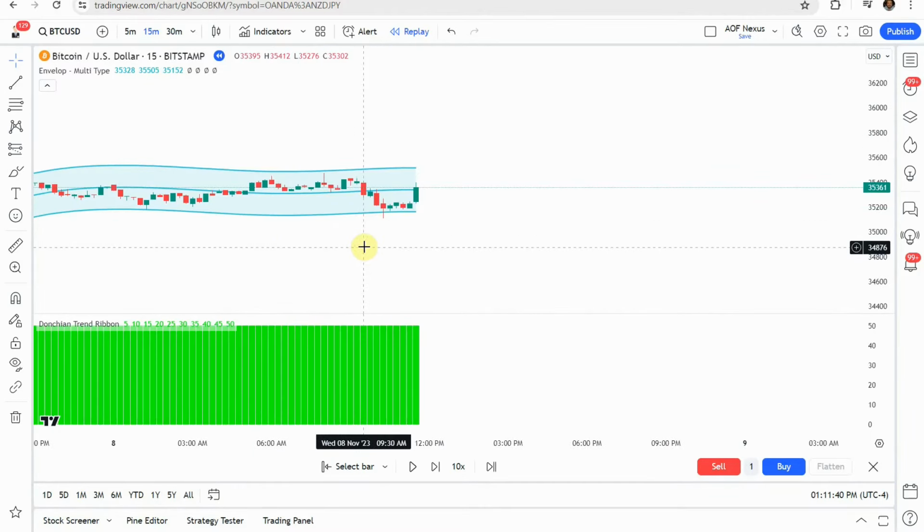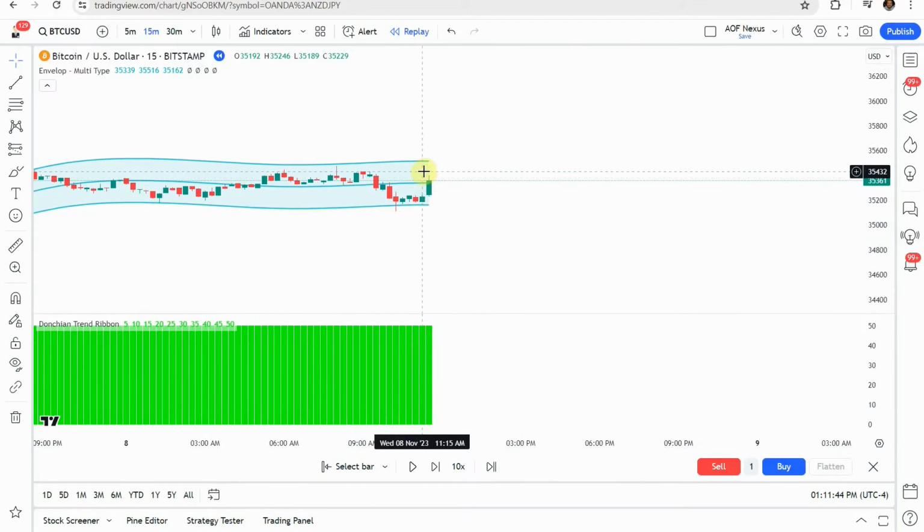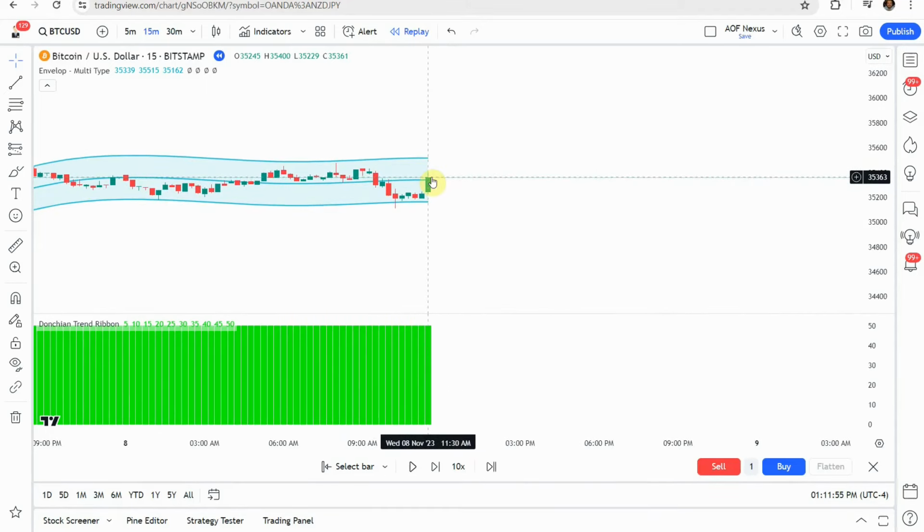And for a long trade, what we are looking for is when the price action breaks above the middle line of the envelope indicator like this right here. When it makes that break, we're then going to look down to the trend ribbon, and we want it to have the green bars like this here.